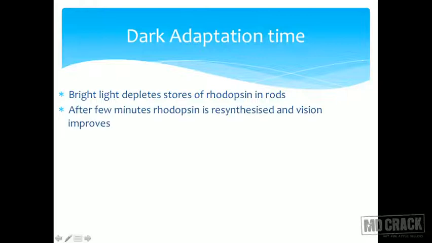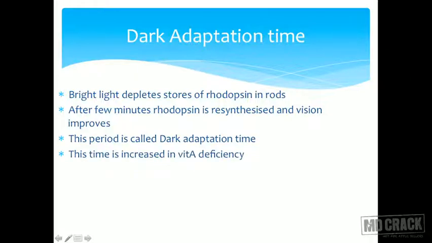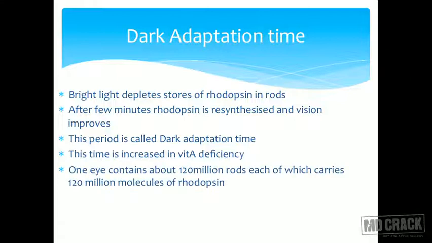After a few minutes, rhodopsin is resynthesized and vision improves. This period is called the dark adaptation time. How much time it takes for you to adapt to the dark is known as the dark adaptation time. This time is increased in vitamin A deficiency. If you look at it, one eye will contain nearly 120 million rods, each of which carries around 120 million molecules of rhodopsin.